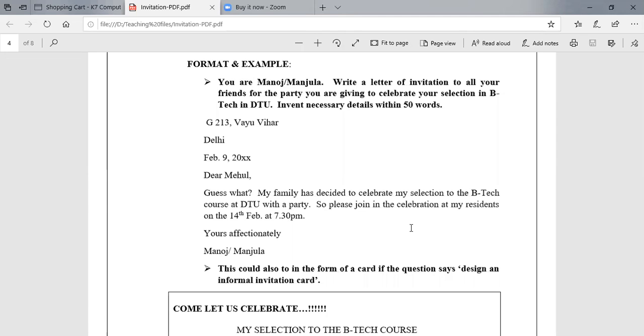So guess what? My family has decided to celebrate my selection to the BTech course after completing 12th standard, after completing UG course. We are just applying for PG or PhD or MPhil. So when we get an opportunity, we can also celebrate, or we can also conduct something. So my family has decided to celebrate my selection to the BTech course at DTU with a party. So please join in the celebration at my residence on the 14th February at 7:30 p.m. Yours affectionately, Manoj or Manjula. So you can write the writer's name.